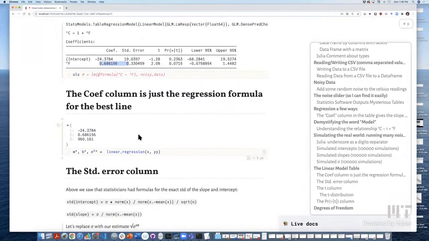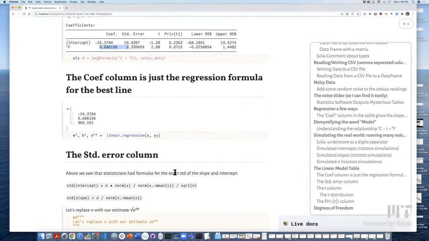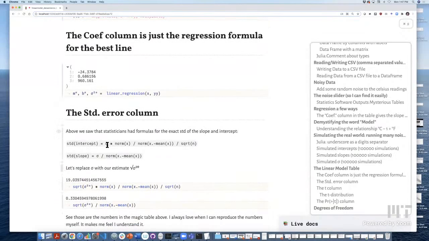Well, you remember I told you before that the statisticians had formulas for the exact standard deviation of the slope and the intercept, right? I actually printed them for you. These were the exact formulas. We don't know sigma, so we don't get to use that, but we have an estimate of sigma. So let's replace sigma with the estimate. Instead of using this formula, we're going to use the square root of the variance estimate. That'll be the estimate for the standard deviation.